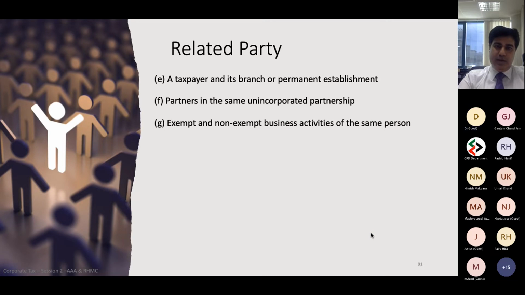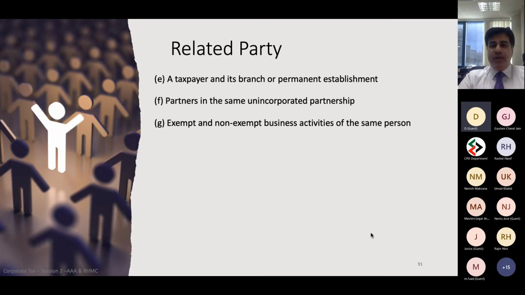Next comes a related taxpayer and its branch or a permanent establishment, because these are anyway related. If you have a parent company and a branch, there is a relation. If you have a parent and any kind of permanent establishment, there is a relationship. Partner in an unincorporated partnership: if you are dealing with a company and they are selling or buying to an unincorporated partnership where the shareholder or ownership is common, again, it comes as part of a related party transaction.